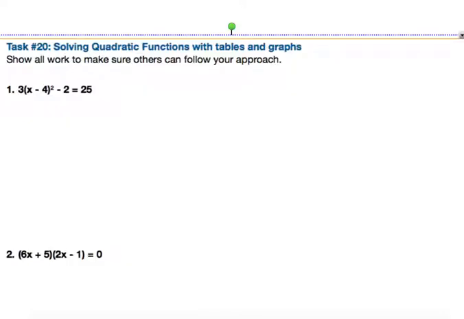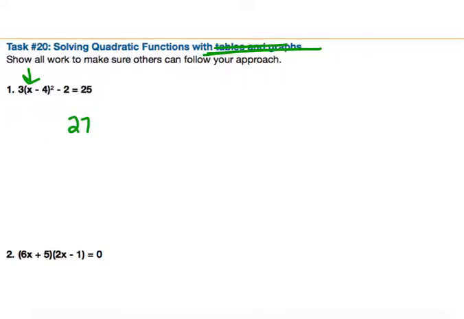All right, number 20. I did these with you. Make sure to show all work so people can follow. We're not going to do tables and graphs. We're just going to solve. So this one has one single x term that I see. So I would add 2, divide by 3, and take the square root. So adding 2 and dividing by 3 would give me 9.